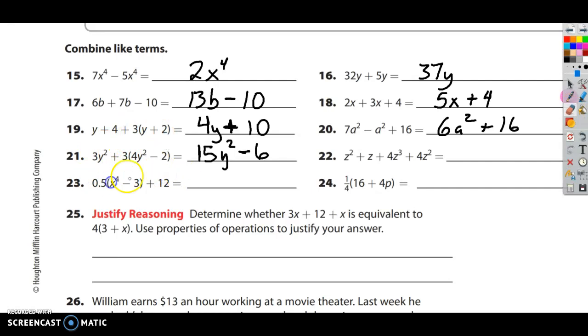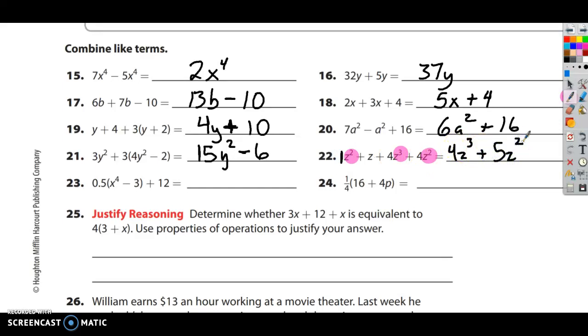Number 22. I've got a z to the third, which I don't have any other z to the third, so I can't combine that with anything. So it's going to be 4z to the third power. I've got some z squareds. I can combine those. Again, this is 1 and this is 4, so it's a total of 5z squareds.